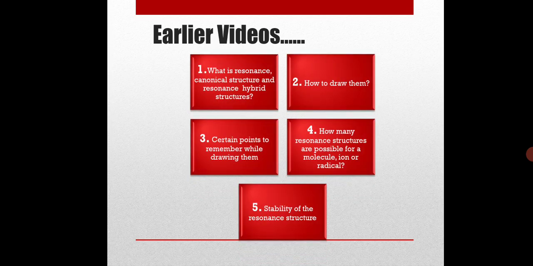In the earlier videos we have discussed what is resonance, what are canonical structures and resonance hybrid structures. We have learned how to draw them, certain points to remember while drawing them, and how many resonance structures are possible for a molecule, ion or radical. We have also discussed the stability of the resonance structures.